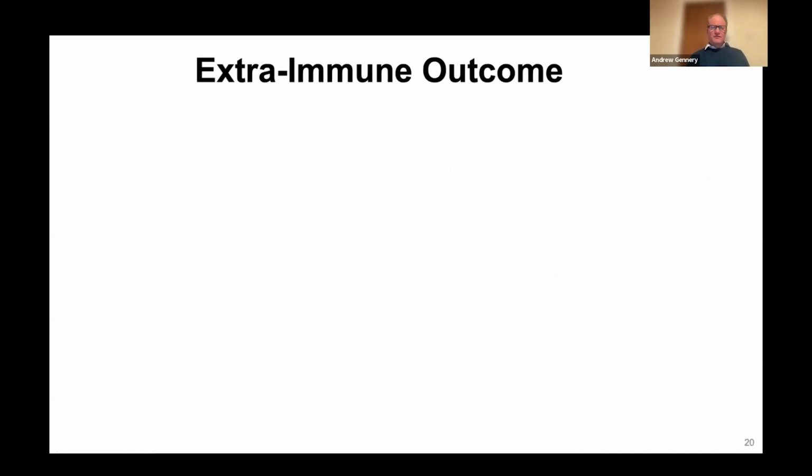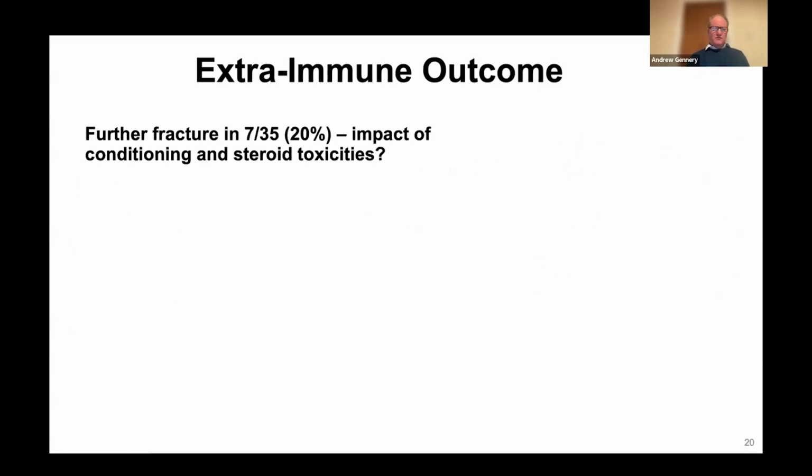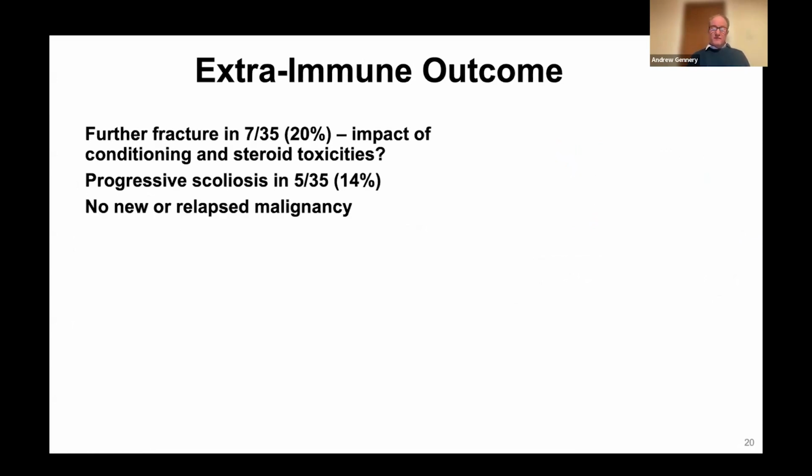When we look at the extra-immunological outcomes, a number of patients have had further fractures. Now, that may be because the transplant doesn't actually affect the bone biology, but of course there are also the impacts of maybe conditioning and certainly steroid toxicities. A number of patients have had progressive scoliosis. There have, however, been no new or relapsed malignancies described, although it is a small number of patients.